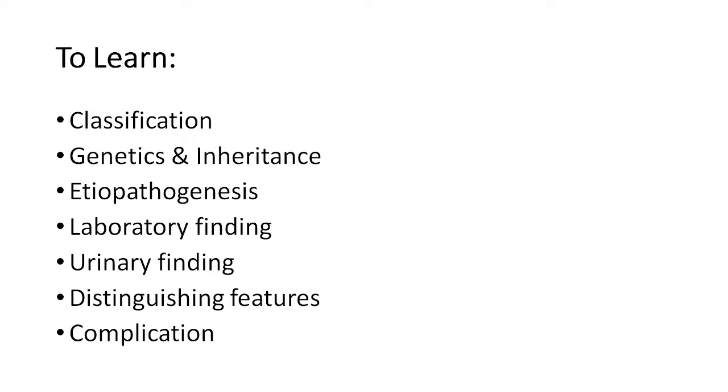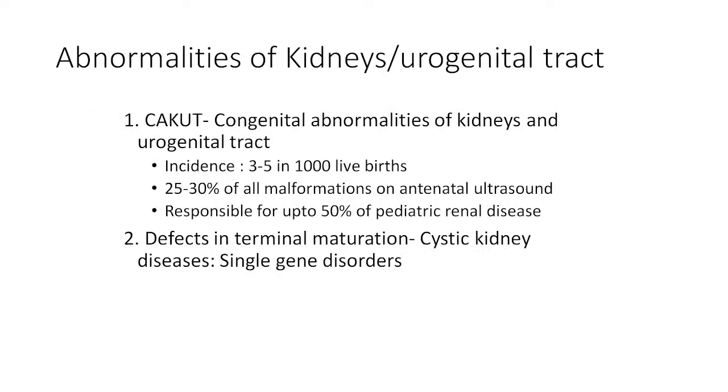So, the first thing you are supposed to learn is the classification of these cystic kidney diseases. The second thing is the inheritance pattern and the genetics behind these kidney diseases, the common etiopathogenesis, laboratory findings, urinary findings, distinguishing features and the complications of cystic kidney diseases.